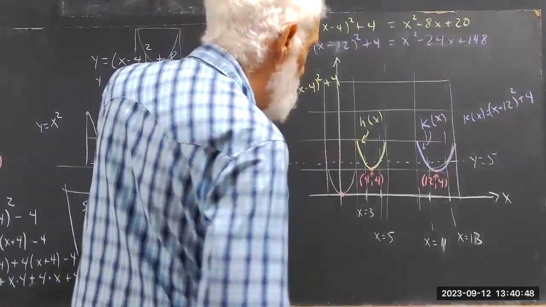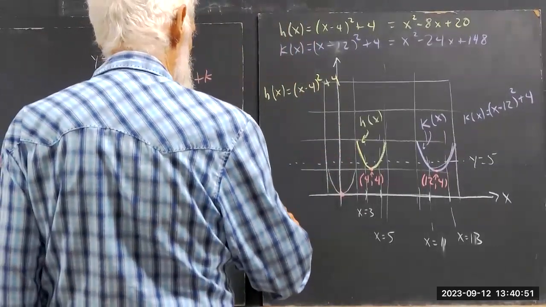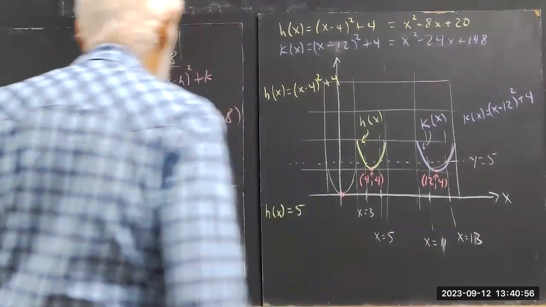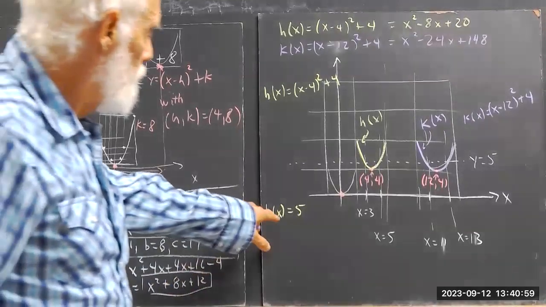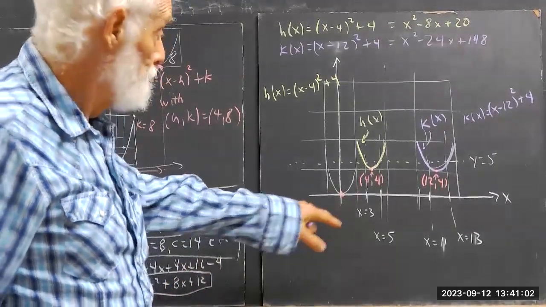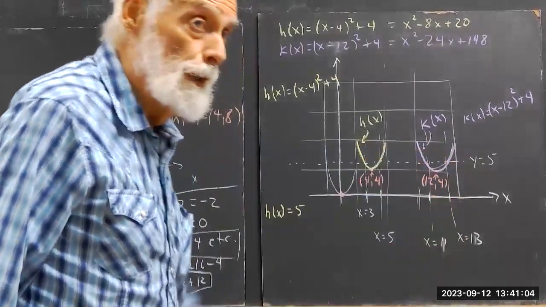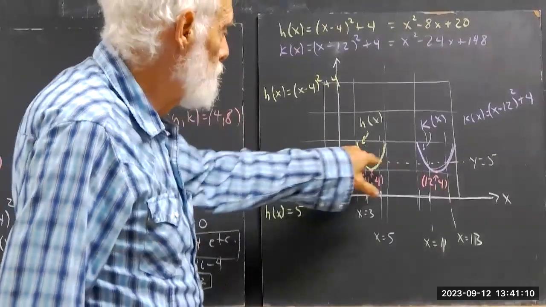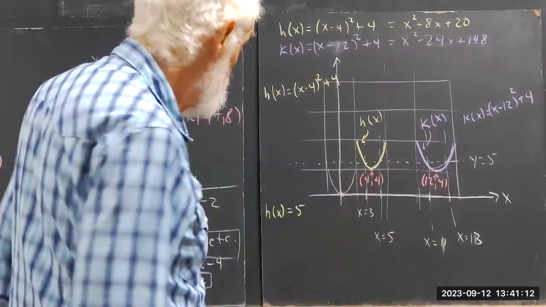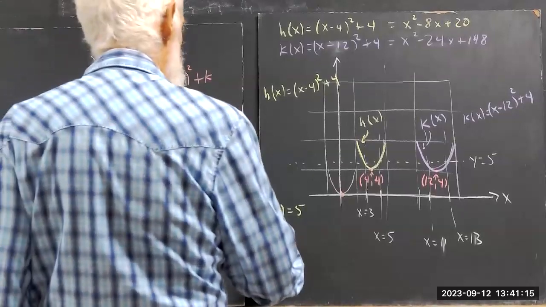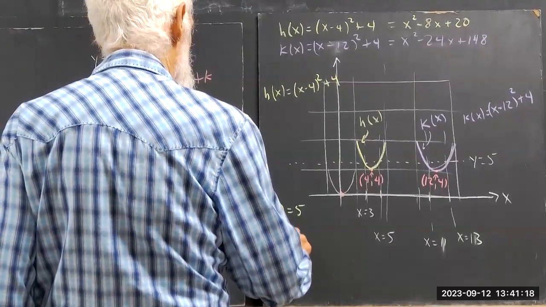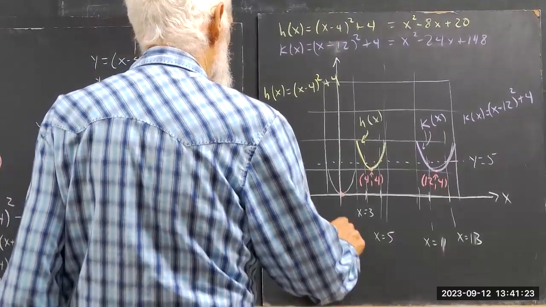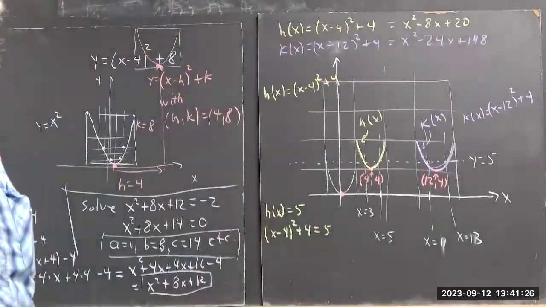Now, I'll show you algebra a little differently. We have the equation h of x equals 5. Here's h of x. Here's 5. Okay. It's y equals h of x. So h of x is equal to 5. Okay. I can solve this without using the quadratic formula, just by writing this stuff.